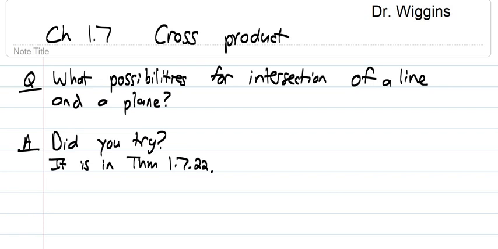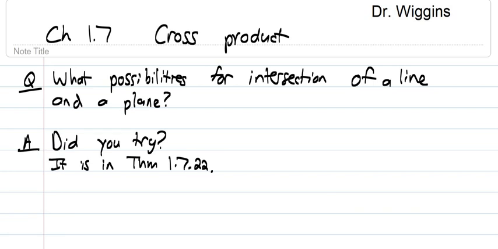Alright, let's start with a question. Given a line and a plane, what possibilities exist for the intersection? Pause and think about this for a little while and then play again. Did you try it? Well, the answer to this question is in Theorem 1.7.22. I hope when you thought about this, you thought of a couple of possibilities.